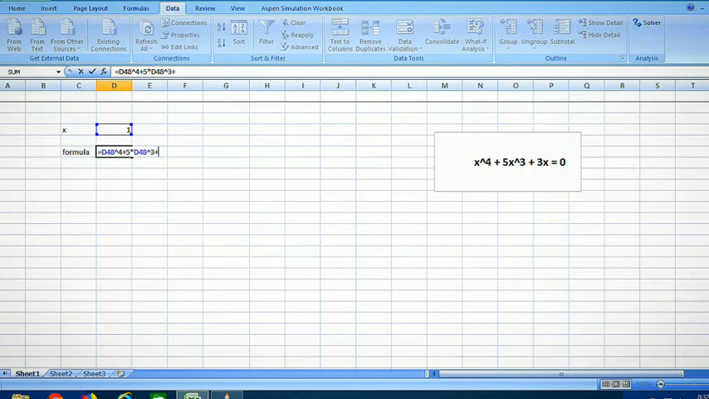next we have to write 5x cubed, 5 into x, D48 to the power cube, and add 3 times D48, that is 3 times x.